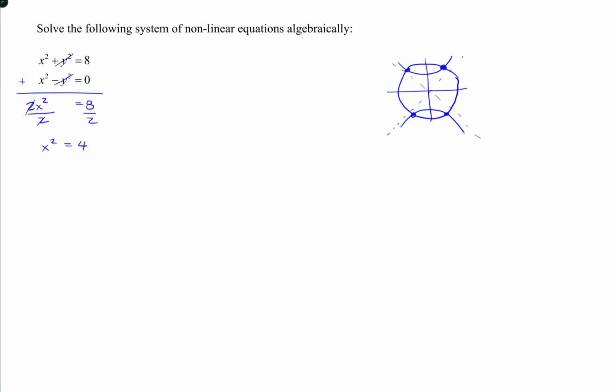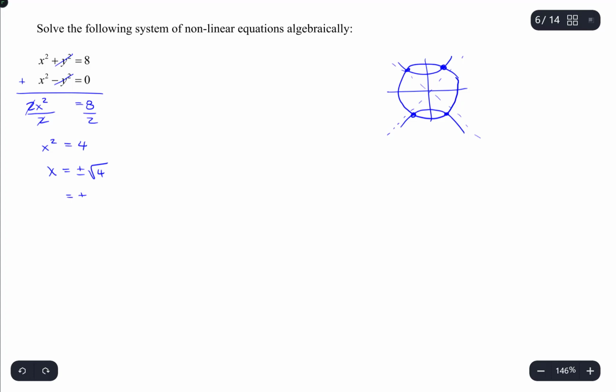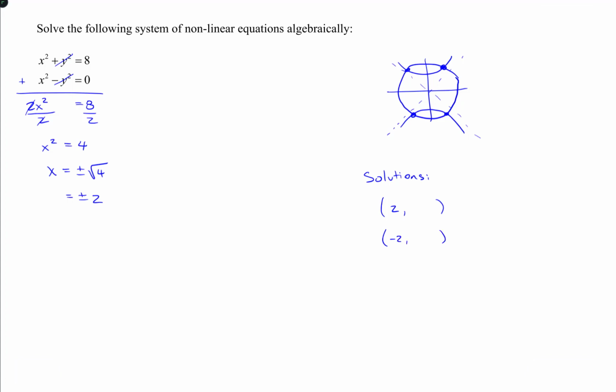And when I take the square root of both sides, it's x equals plus or minus the square root of 4, which is plus or minus 2. So it looks like at this point I have two solutions. All right, and the solutions that I have, one of them has an x value of positive 2, and the other one has an x value of negative 2. So let's take that knowledge and see what the y values are that are associated with each of these.